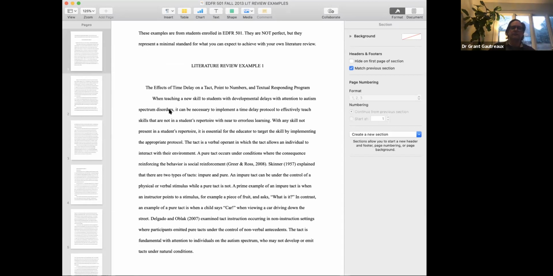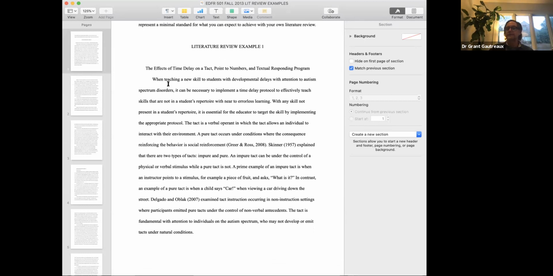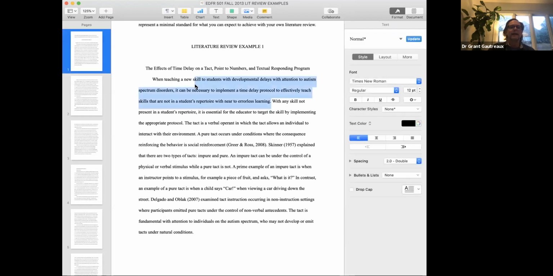So literature review example number 1: when teaching a new skill to students with developmental delays, with attention to autism spectrum disorders. Okay, again, let's not get into the editing of the sentences. I will do that for your paper, but for right now, it can be necessary to implement a time delay protocol to effectively teach skills that are not in a student's repertoire with near to errorless learning. Okay, that is an example of what I do not want you to do. Can somebody tell me why?